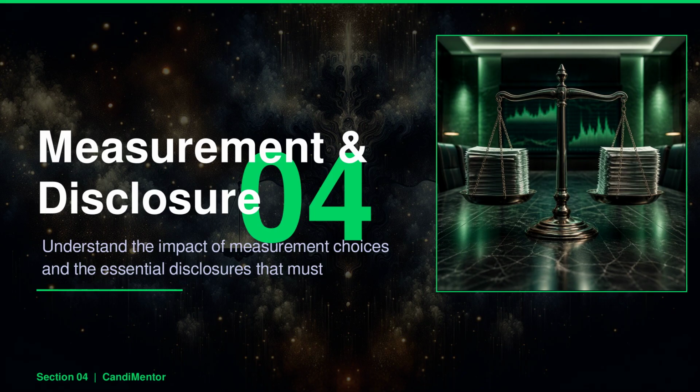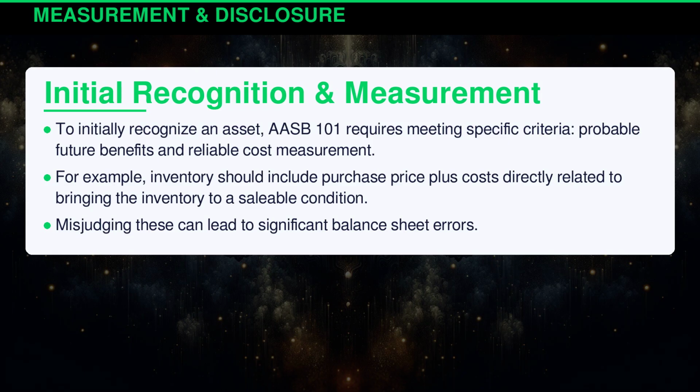The measurement method you choose directly impacts your balance sheet. A wrong choice can overstate assets by millions. AASB 101 guides you on what measurement methods to apply and what disclosures are critical to provide stakeholders with a clear financial picture. To initially recognize an asset, AASB 101 requires meeting specific criteria: probable future benefits and reliable cost measurement.